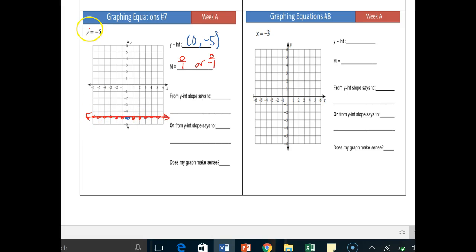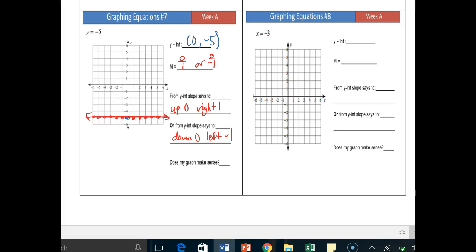This is saying at every single point on this graph, y is negative 5. Well, (0, negative 5), (1, negative 5), (2, negative 5), (3, negative 5), (4, negative 5), (5, negative 5), (negative 1, negative 5), (negative 2, negative 5). Hopefully you get the point. So again, up 0, right 1, or down 0, left negative 1. Guaranteed that a problem like this will be on your final.